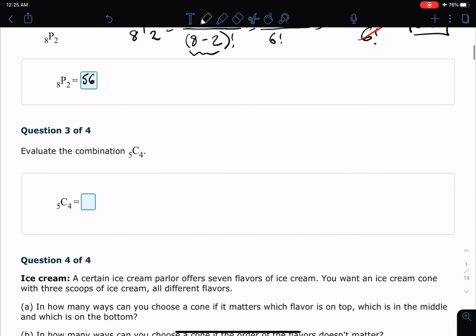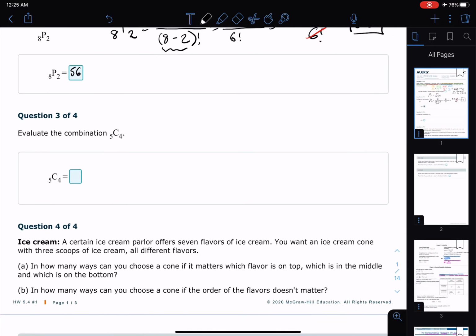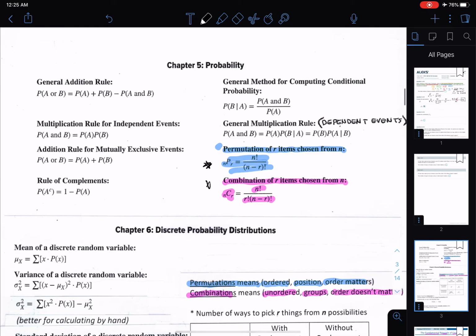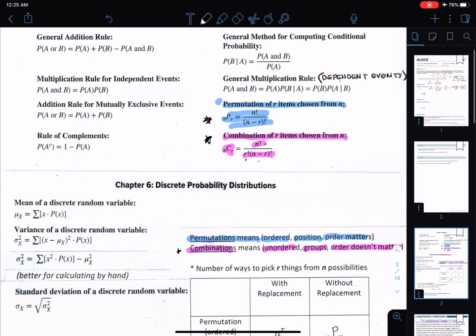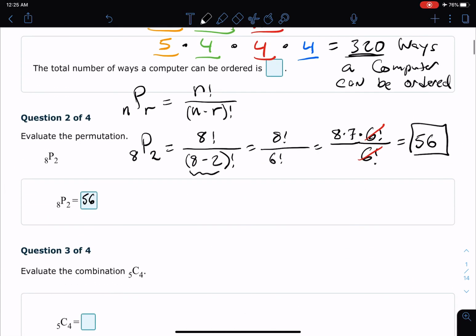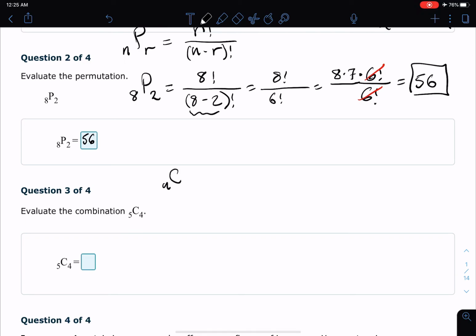Moving on, how about combinations? Well, the formula for combinations, once again, where do you look? You look on your formula sheet, and here it is right here, combinations. And also, remember, I've got this down here to help us identify. Combinations are unordered groups. Order doesn't matter. Permutations, order does matter. So now we're doing combinations, which is n factorial over r factorial times n minus r factorial.